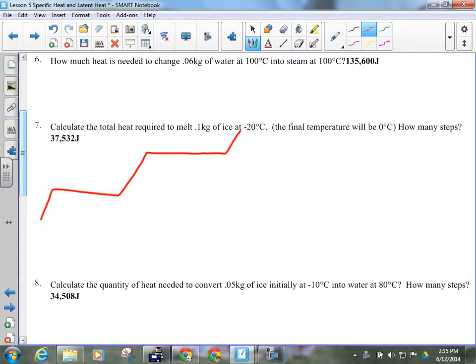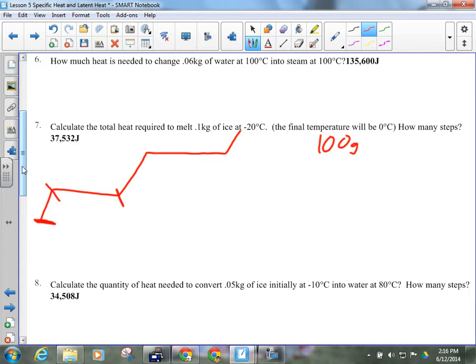So it says here we want to calculate the total heat required to melt 0.1 kilograms of ice. That's 100 grams, initially at minus 20. So that means we're starting down here, and the final temperature will be 0 degrees Celsius. How many steps is that going to be? 2. I have to heat the ice to melting, and then I have to melt the ice.